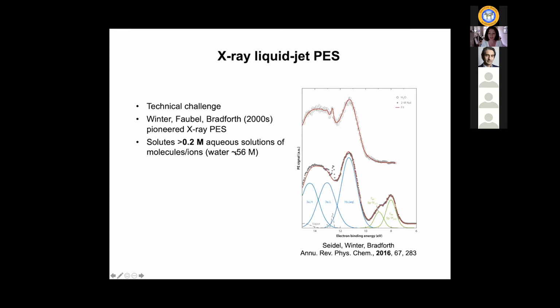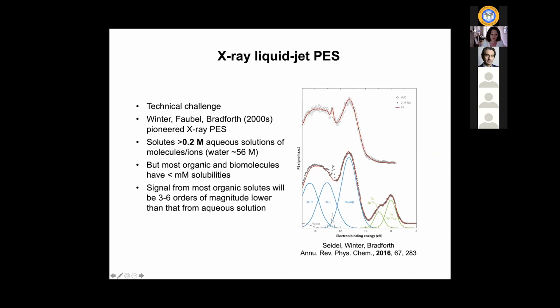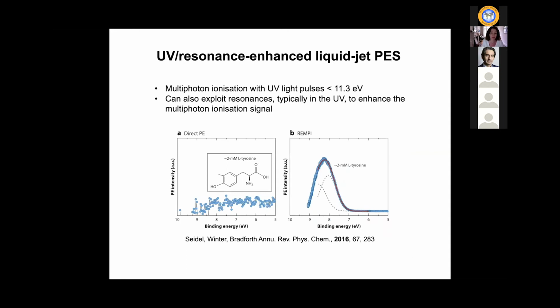So water, if you look at its concentration, it's about 56 molar. And this is an example of a sodium iodide spectrum on the bottom here. That's a 2 molar concentration of sodium iodide, and these are the iodine peaks. Now, the trouble with looking at organic molecules is that most organic and biomolecules have less than millimolar solubilities. So really, their spectra are going to be down here in the noise. And so to subtract them from the water spectrum is very difficult to get these photoelectron spectra.